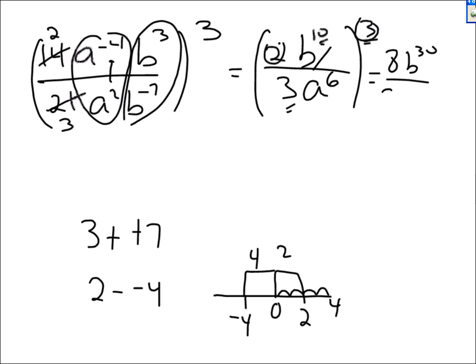3 cubed is 27, and a to the 6 cubed, well, you multiply the exponents, and you get a to the 18. And then you should ask yourself, am I done? And you can't reduce 8 and 27, and all the exponents are positive. So yes, you're done.